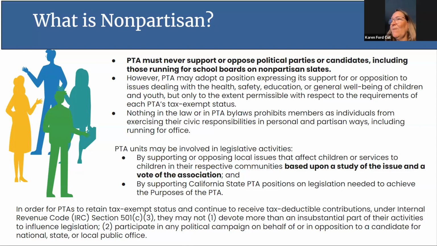PTA units may be involved in legislative activities. The things that you can do as a unit are supporting or opposing local issues that affect children or services to children in their respective communities based on the study of the issue and a vote of the association. So that's one way of supporting a local issue. Like sometimes there's a parcel tax or a school bond coming up in your local area, and your PTA wants to support it or oppose it.